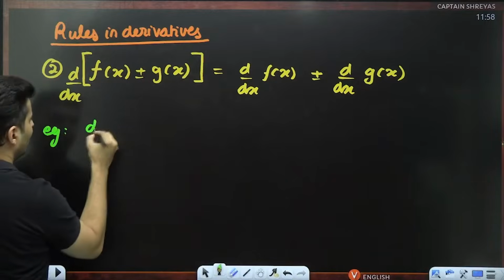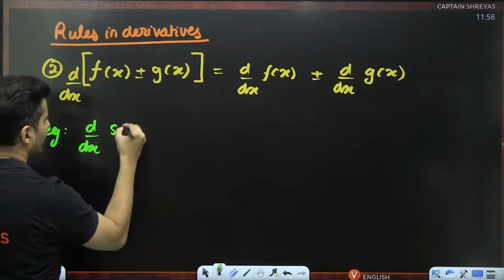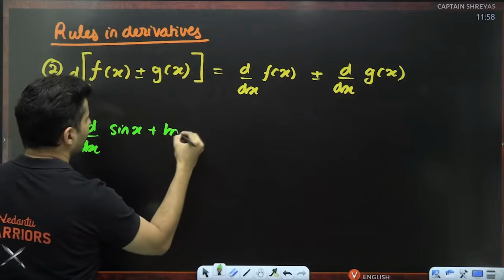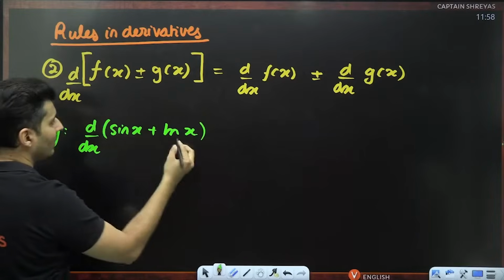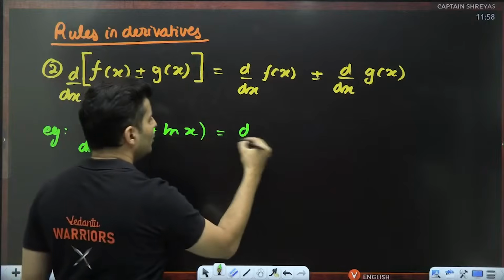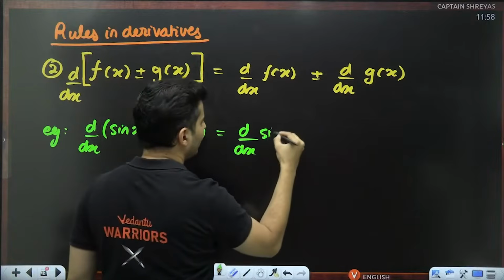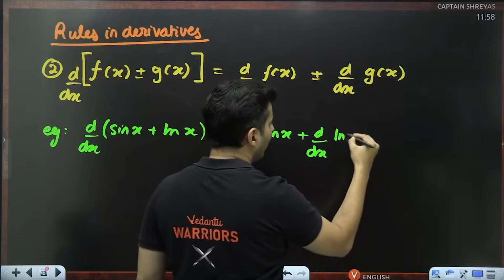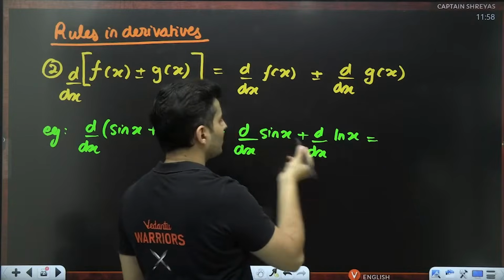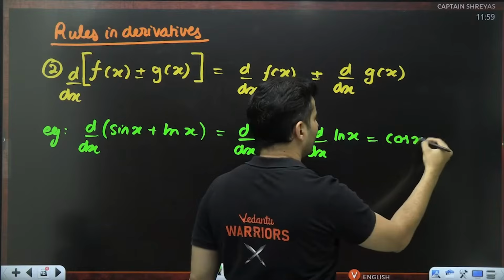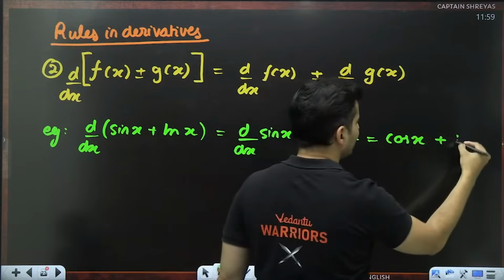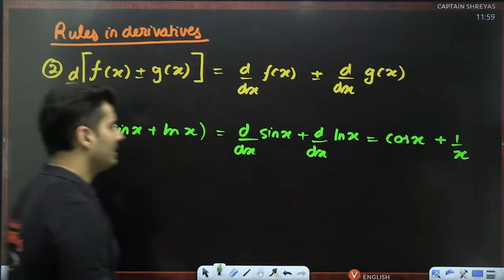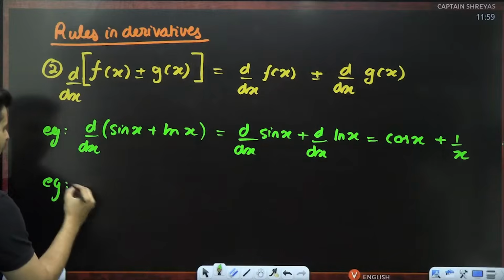Let me show this to you by some examples. Say for example, you want to find the derivative of sine of x plus ln x. You find the derivative of sine of x separately. You also find the derivative of log of x separately and add them. So sine x's derivative is just cos of x. Log x's derivative is just 1 by x. That is the answer.